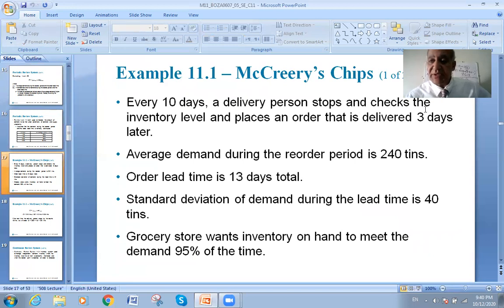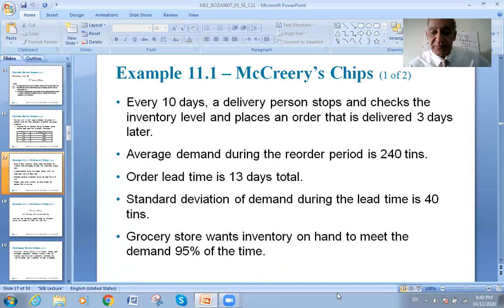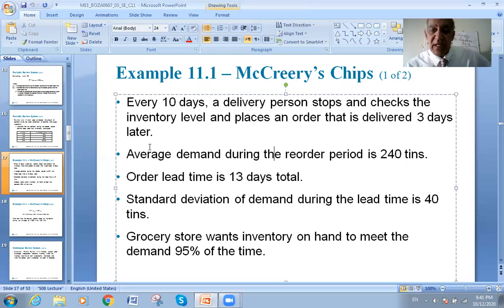Let us see this example. It will show us what we are talking about. Every 10 days, a delivery person stops and checks the inventory level. It's only one line, though the example is very big. Always in the probability distributions examples, the example itself is like a story, 5-6 lines, whereas the answer to the question is only about one line. So it's saying a delivery person stops and checks inventory levels and places an order that is delivered 3 days later. Average demand during the reorder period is 250.